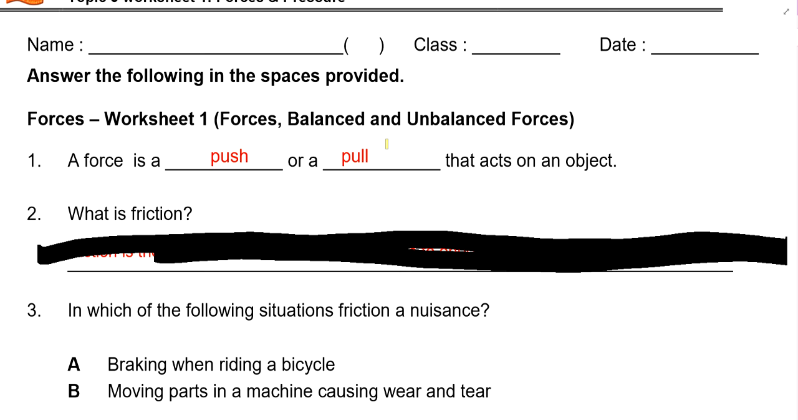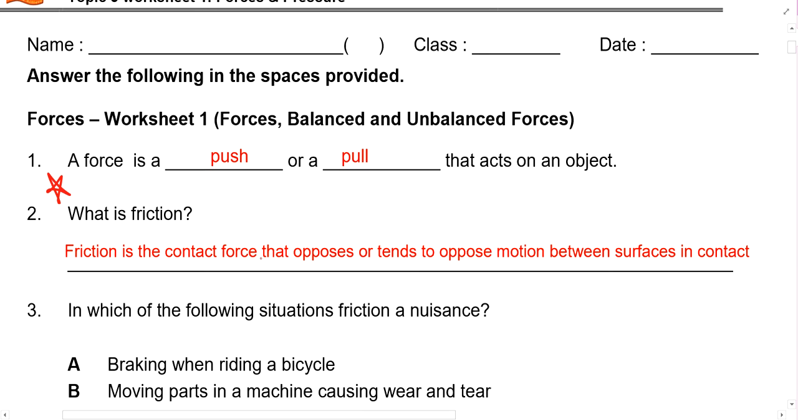Okay, what is friction? Go ahead and put a star over here. Definitions are important. It is a contact force that opposes or tends to oppose motion between surfaces in contact. Yep. Okay, put all these down.